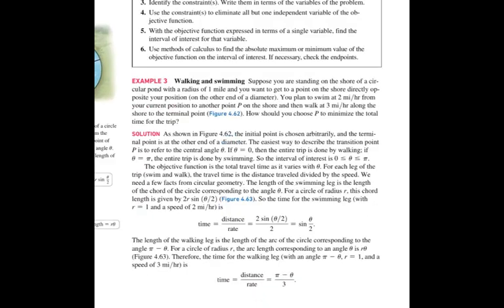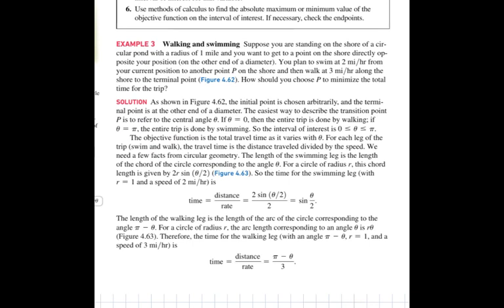As shown in the figure, the initial point is chosen arbitrarily and the terminal point at the other end of the diameter. The easiest way to describe the transition point is to refer to the central angle theta. If theta is 0, then the entire trip is done by walking. If theta is pi, the entire trip is done by swimming. So the interval of interest is from 0 to pi, which corresponds to the domain for inverse cosine.